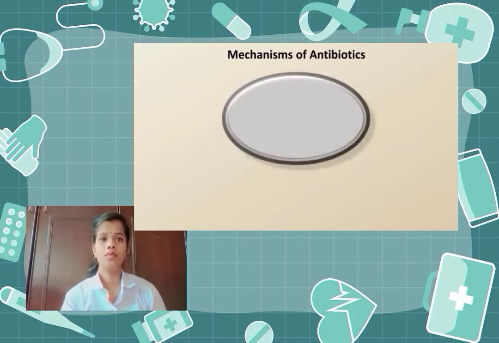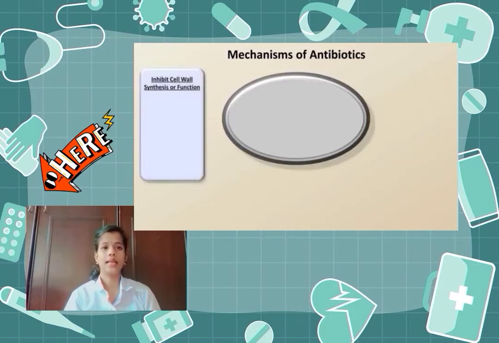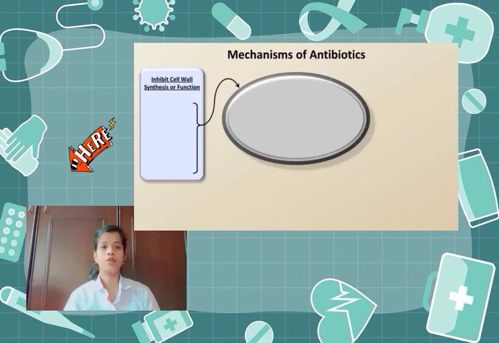This grey oval will represent a bacterial cell with its nice thick cell wall. For the purposes of this diagram, it won't be necessary to discriminate between gram-positive and gram-negative cell structure. Let's start with those antibiotics that inhibit cell wall synthesis or function. First and foremost, these include beta-lactam antibiotics.